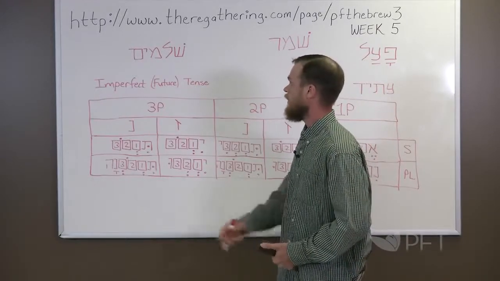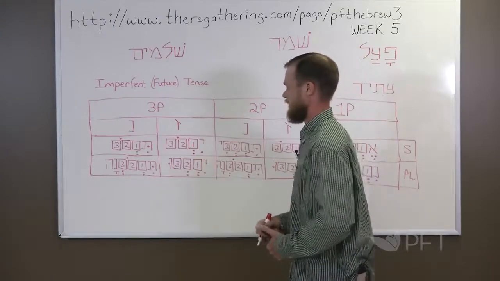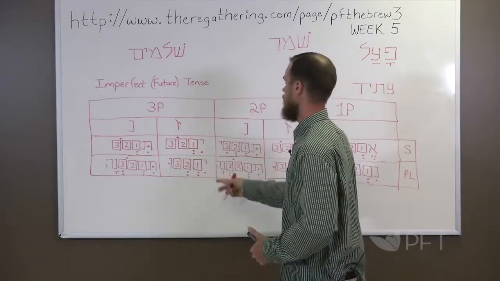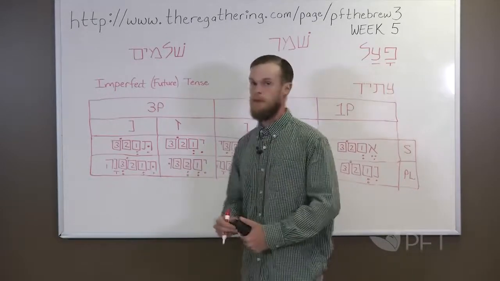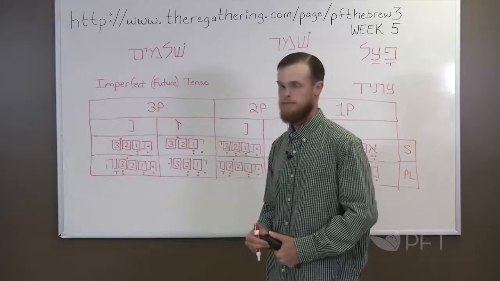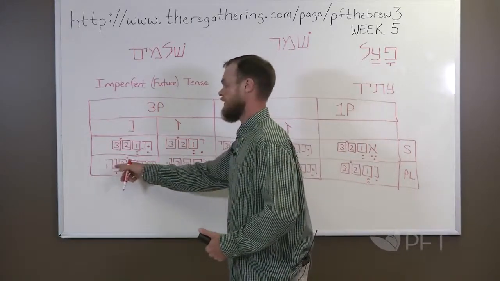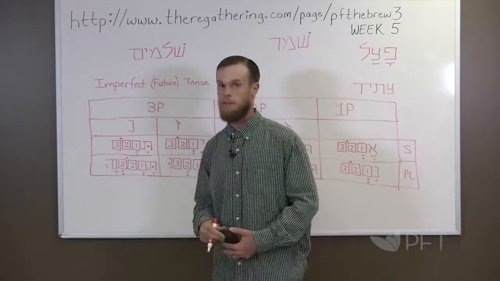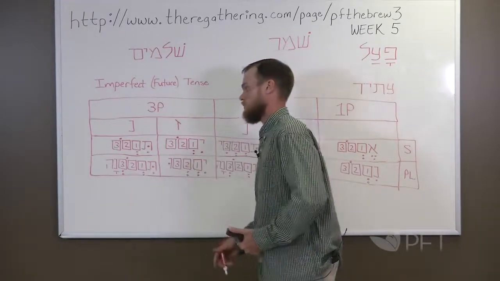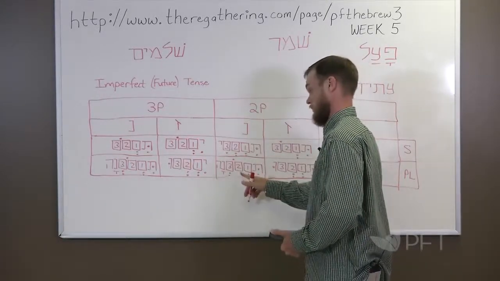Okay? Third person masculine plural, right? They, which would be hem. Hem yishmeru, they will keep. And hain, okay, they feminine. Tishmor na, they will keep. Again, this pattern, the third person feminine plural, is the same as the second person feminine plural.